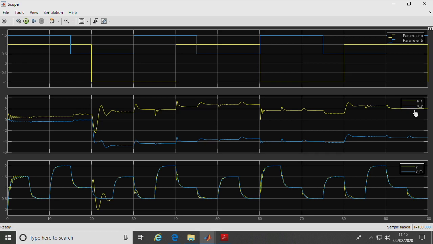You need to get information, and to get information, you need to change your system into different kinds of situations. You need to persistently excite the system. Under these conditions, you might be able to get the true values of AR and AY.